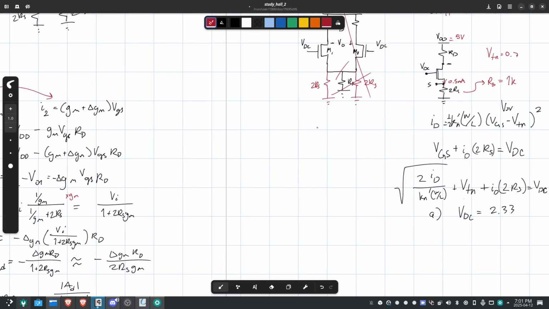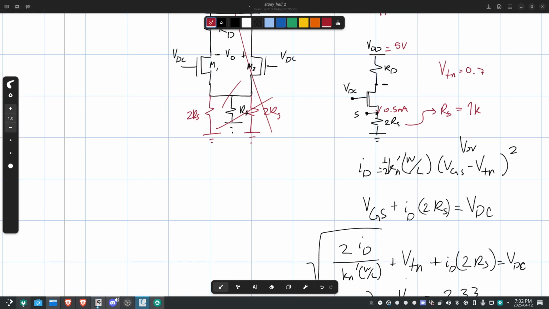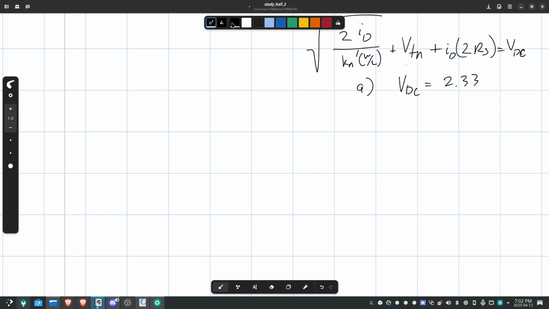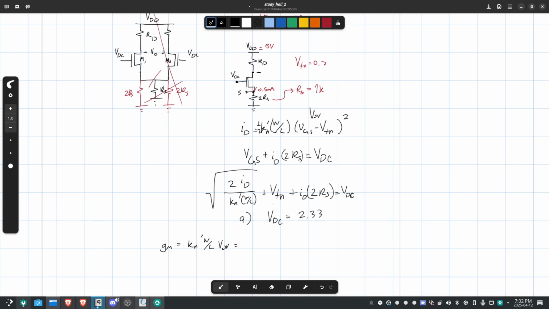So what's our GM? I already forgot. We don't have a GM. Oopsies. We need to find GM. What's the formula for that? I didn't finish DC analysis. That is my bad, as the kids would say. GM is KN apostrophe W over L VOV. Well, we know KN, W over L, and VOV. Do we know VOV? We don't know VOV.